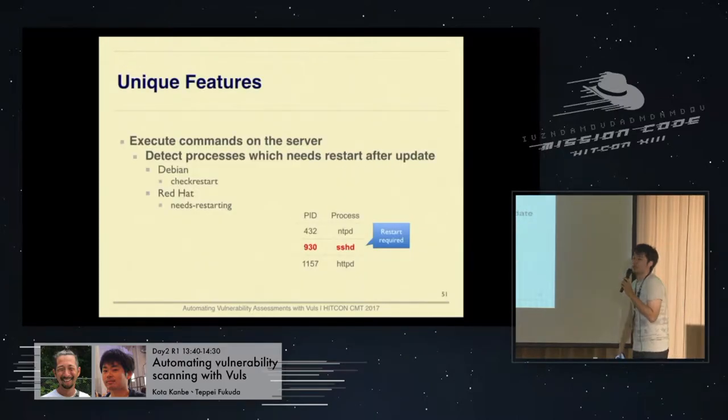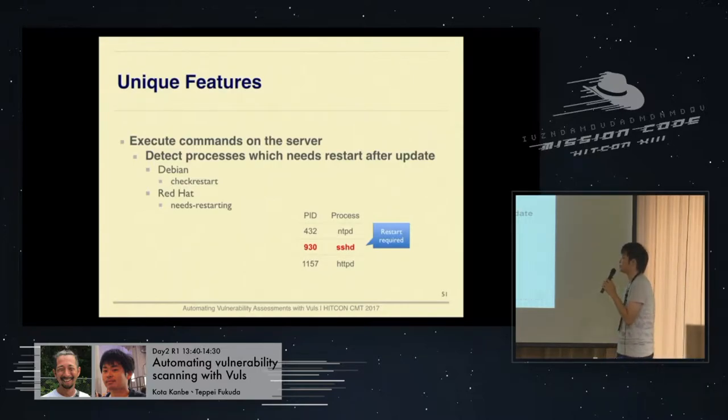In terms of unique features, since Vuls uses SSH to connect to the servers, it can also conduct dynamic scans. This is done by executing commands on the server in order to get more detailed information. For instance, an update may require a restart of the process. Vuls lets you know when a restart is still needed to complete an update.